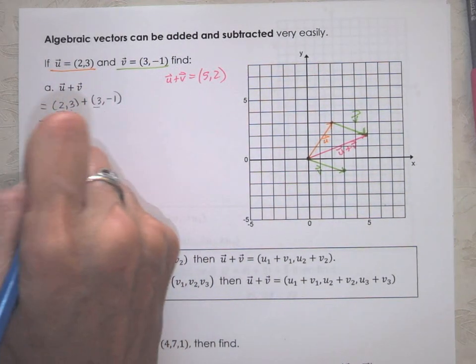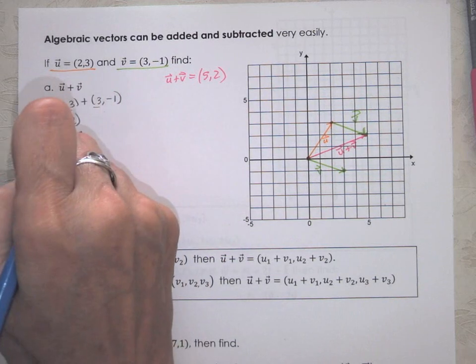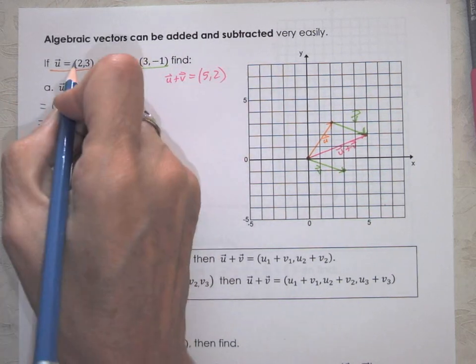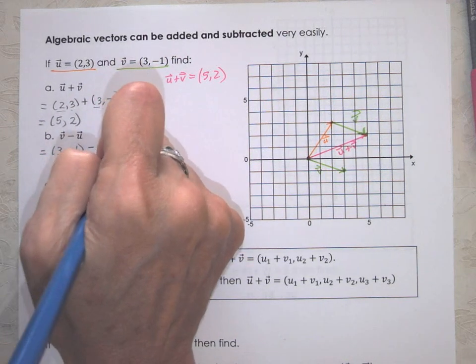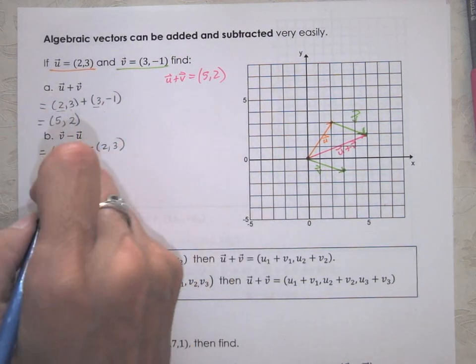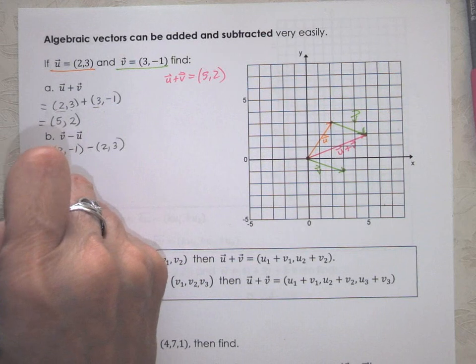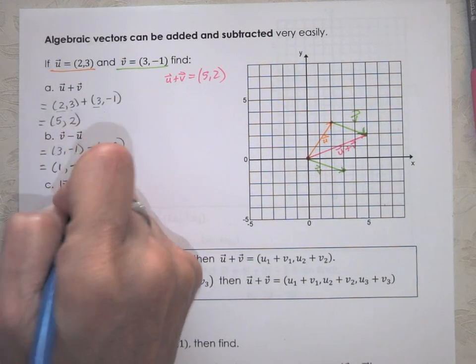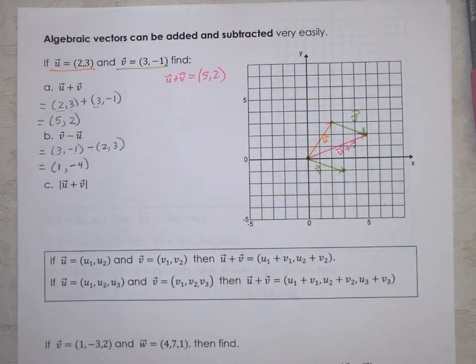Similarly, we could do that. So let's do first the calculation for v minus u. So vector v is 3, negative 1. And we're subtracting vector u, which is 2, 3. So we can subtract components. 3 subtract 2 is 1. Negative 1 subtract 3 is negative 4. So there's our prediction that vector v minus u is going to be 1, negative 4.